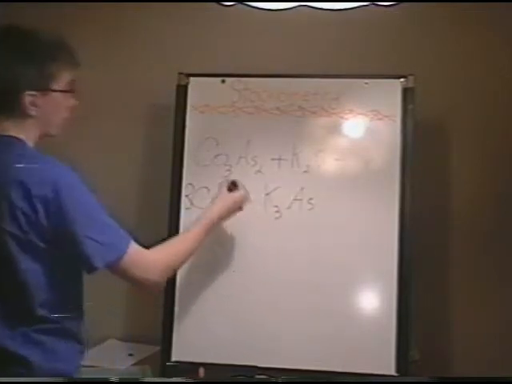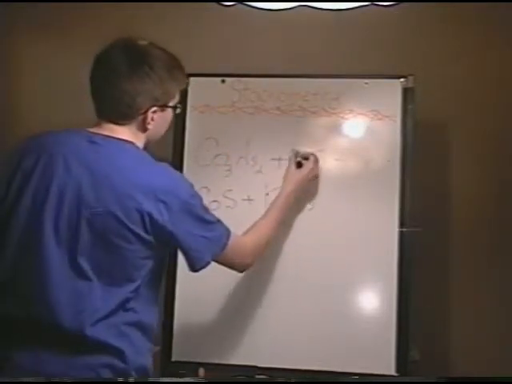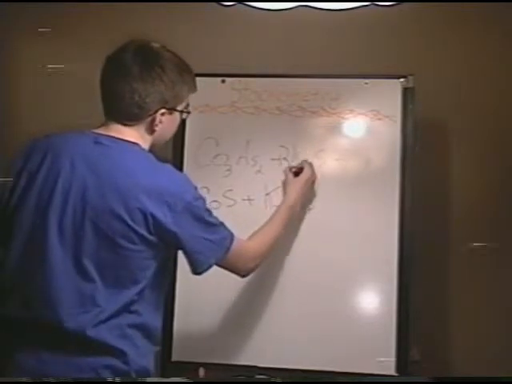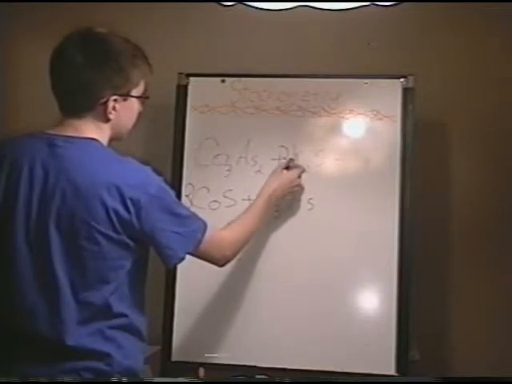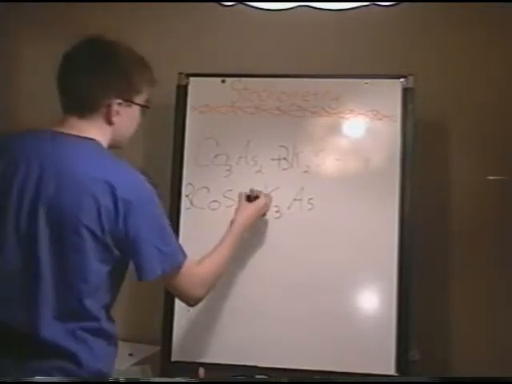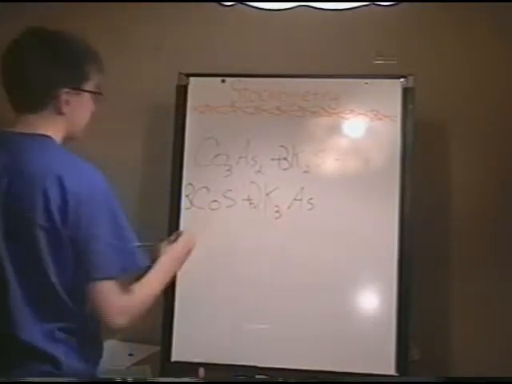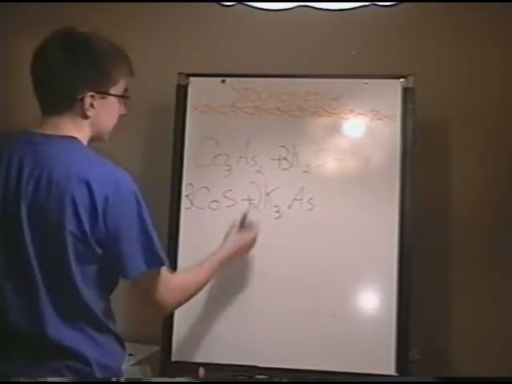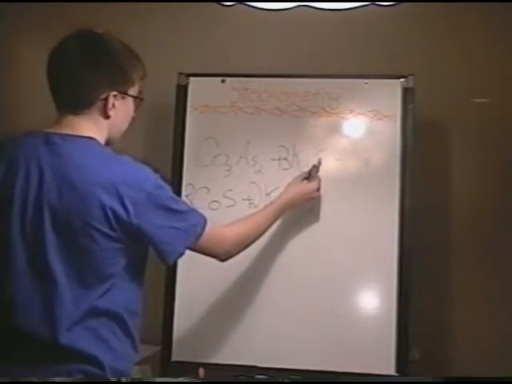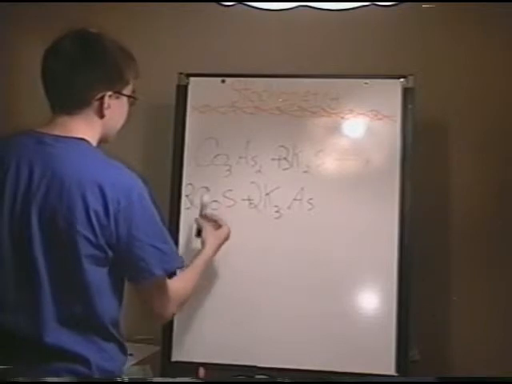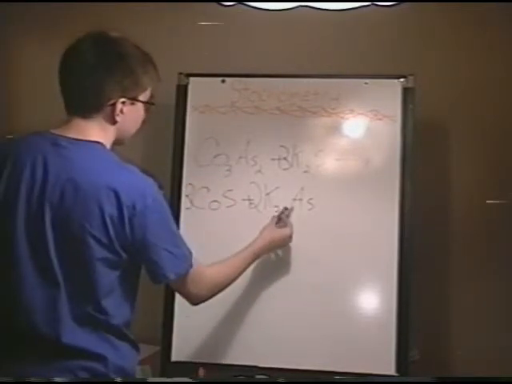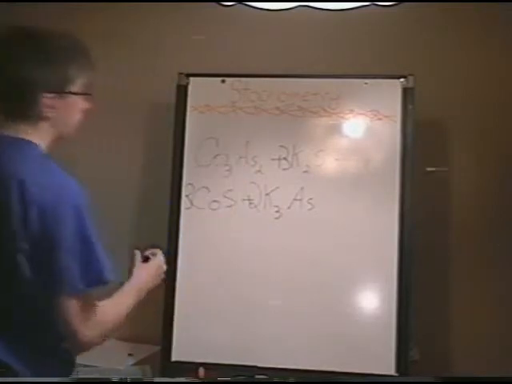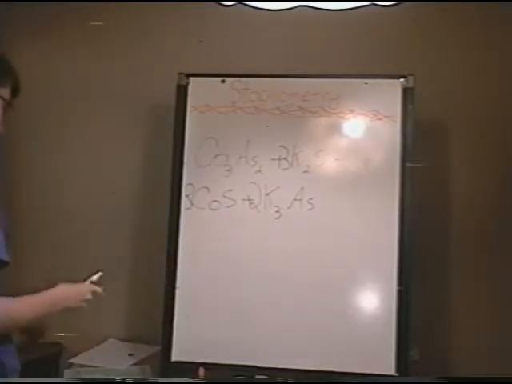You only have 1 sulfur here. So you write 3 in front of this. But now you have 6 potassium, since 3 times 2 is 6. So you write 2 down here. Now you have 6 potassium here, 6 here, 3 sulfur here, 3 sulfur here, 3 cobalt here, 3 cobalt here, 2 arsenic here, and 2 arsenic here. So it all balances out.